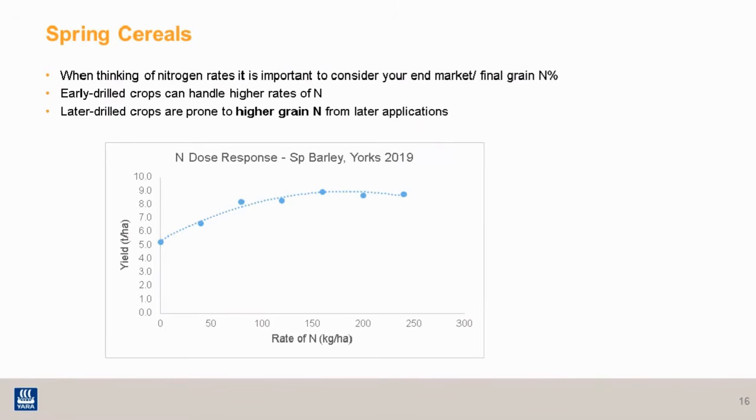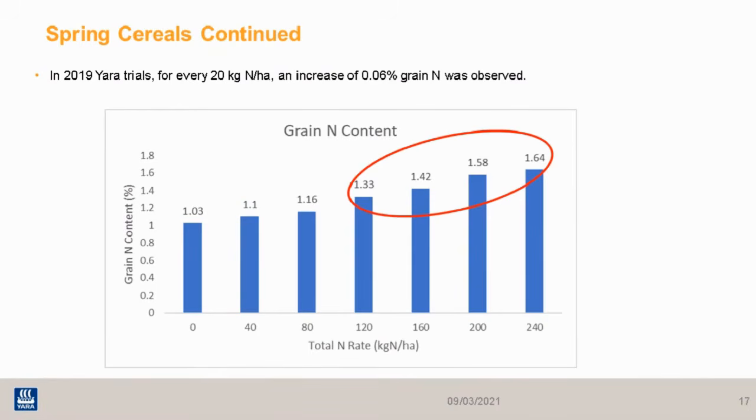And if we look at a trial here from 2019, we can see that the N-Opt of that trial was coming out at 161 kilos of N per hectare there on spring barley. From that same trial, it showed as well that for every 20 kilos of nitrogen that we increase, we get a 0.06% increase in the grain N content as well. So just be aware that with higher rates of nitrogen, you will increase that grain N content, but also the timing of that is obviously key.